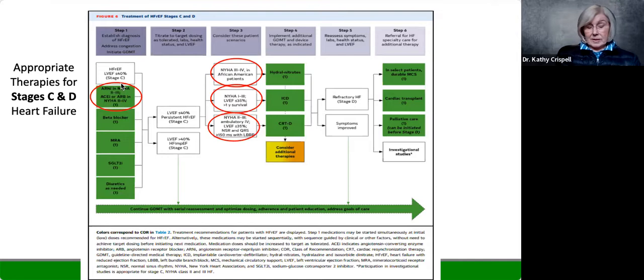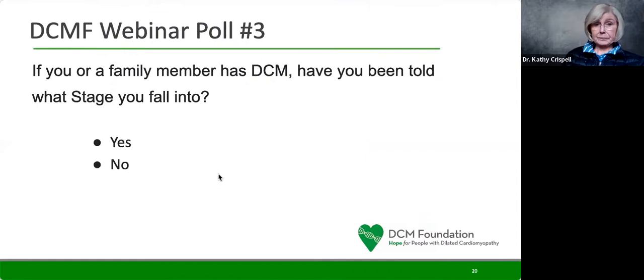And I haven't told you what this New York Heart Association classes are yet, but we're now integrating with stages C and D additional information, and that additional information is this New York Heart Association class, okay? So it gets more complicated. So I'll explain to you in a minute what those New York Heart Association classes are. But first, we'll have another webinar poll.